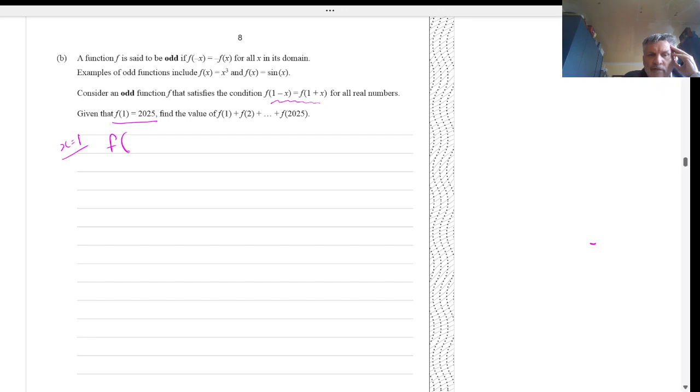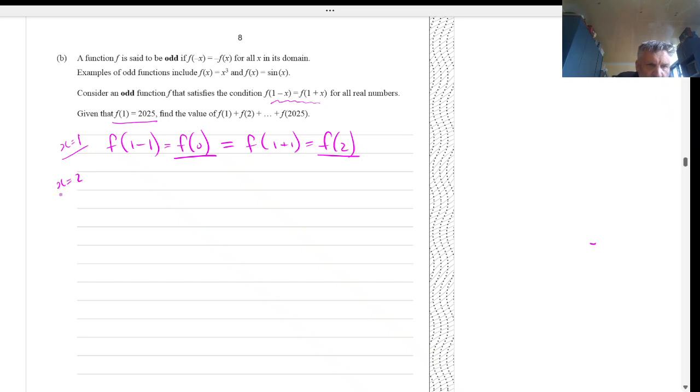That says f of 1 minus 1, which is f of 0, is going to be the same as f of 1 plus 1, which is f of 2. So we've found out that f of 0 and f of 2 are the same. We don't know what they are, but they are the same.